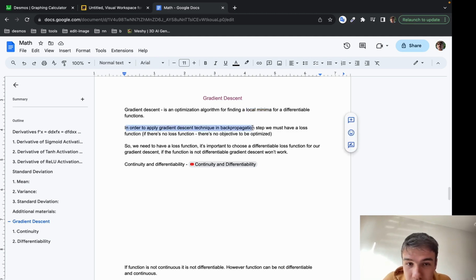In order to apply the gradient descent technique in the backpropagation step, we must have a loss function, and that's true. We're not diving into it right now. Just need to know.